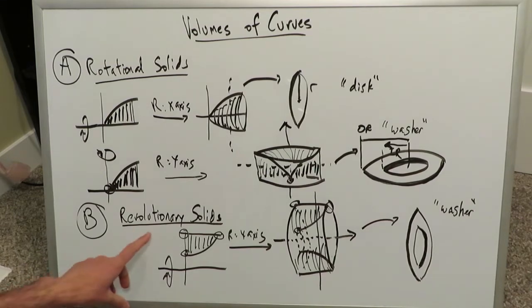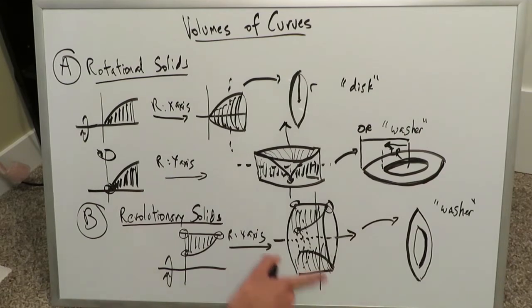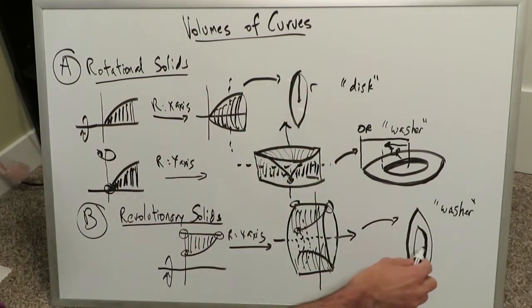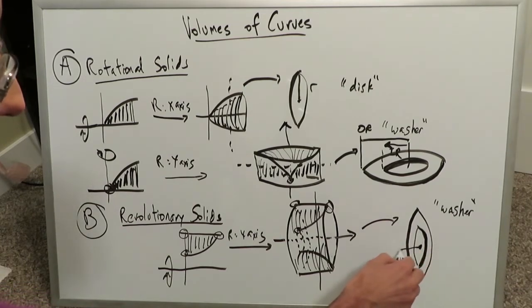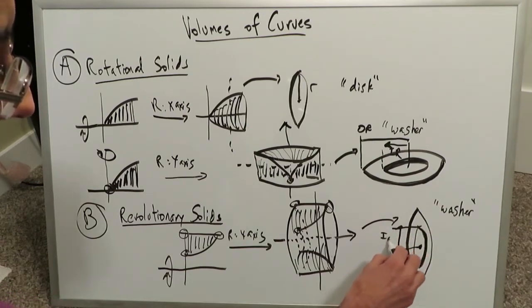So almost exclusively true revolutionary solids will give rise to washer cross sections. Rotational solids can give rise to both disks and washers. And again here, from the center of this washer, if you draw a line and then you look over here to this first part, you have your inner radius.